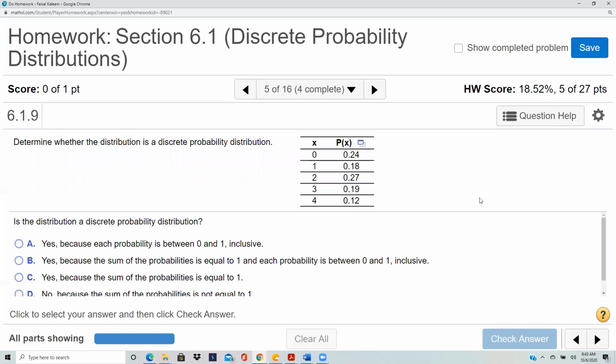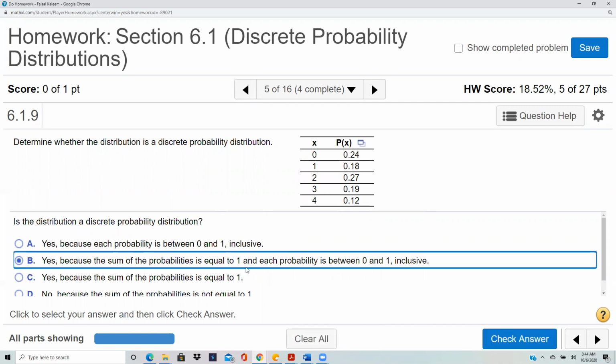Determine whether it's a probability distribution. So first we check whether these probabilities are between 0 and 1, and yes, they all are between 0 and 1. And the second is they need to add to 1. So let's see what their sum is. 24 plus 18, 42, plus 27, 69, plus 19, 88, plus 12, 100. So yes, they do add to 1. And so yes, because the sum of probabilities is 1 and each is between 0 and 1 inclusive. Note that there's nothing wrong in A, but A doesn't say the whole truth. It just says that because each probability is between 0 and 1. That's just one of the two conditions. We need to meet both the conditions, and B says both the conditions.